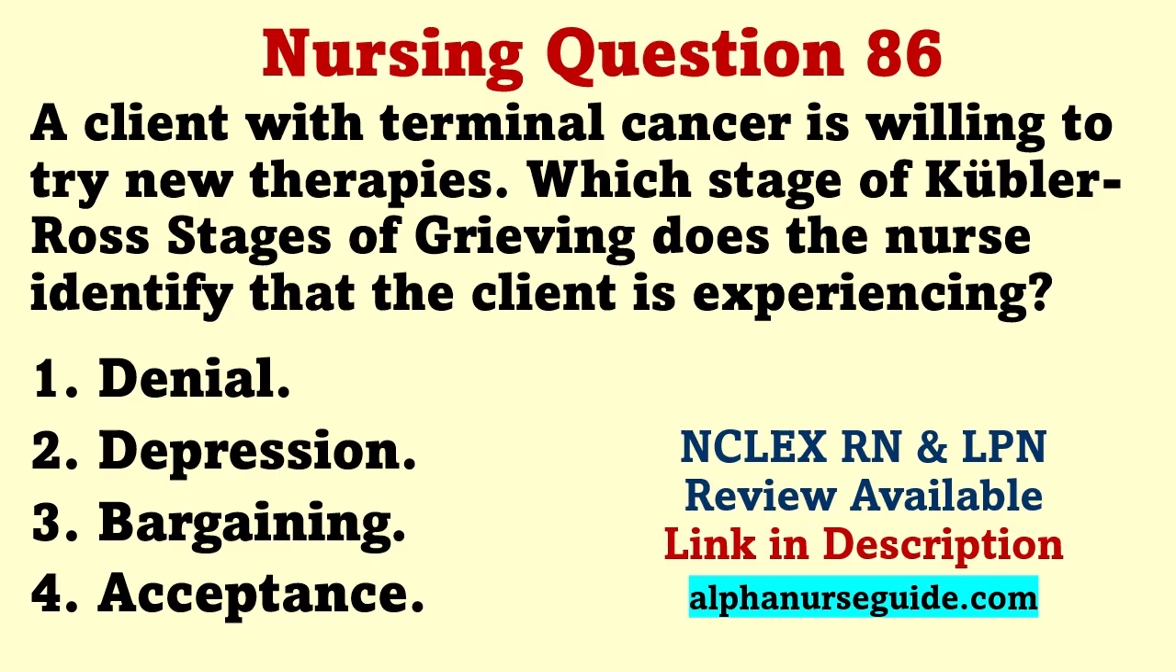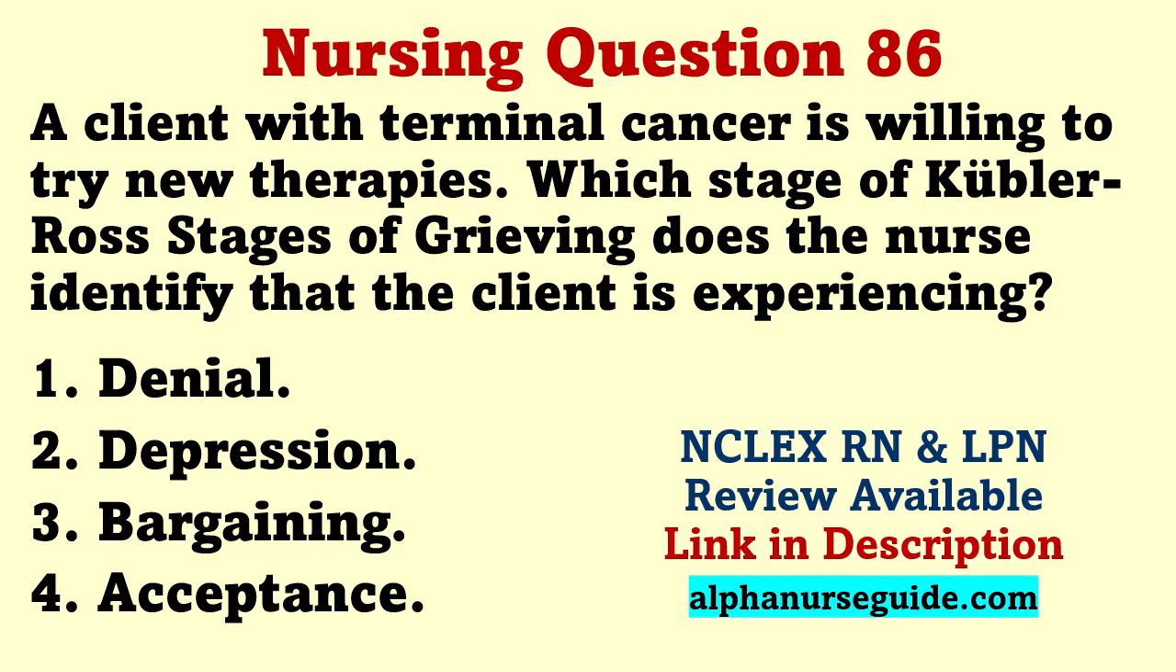A client with terminal cancer is willing to try new therapies. Which stage of Kubler-Ross stages of grieving does the nurse identify that the client is experiencing? 1. Denial. 2. Depression. 3. Bargaining. 4. Acceptance. The correct answer is 3. Bargaining. Rationale. A client in the bargaining stage of grieving seeks to avoid the loss and will try new therapies to gain more time.